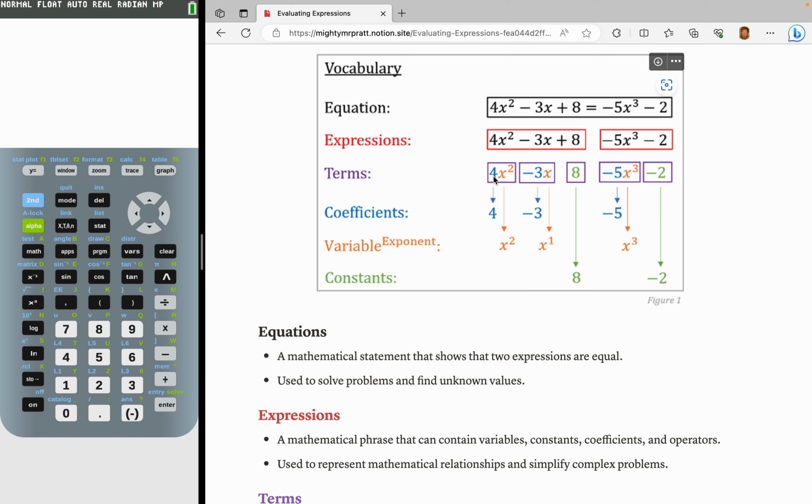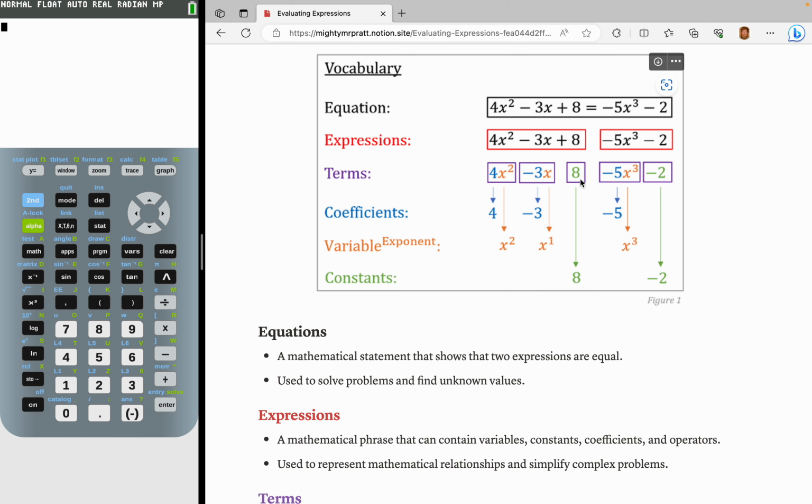So coefficients are multipliers. They are numbers that multiply the variable and the exponent. So if you look right here, the 4x squared, the coefficient, the thing that's multiplying the variable, is 4. The variable and exponent is x squared. We can even see it with this negative 3x. Negative 3 is the coefficient, the number that we're multiplying with, and x is our variable. Remember, if it's just x, the exponent is an invisible 1. So keep that in mind.